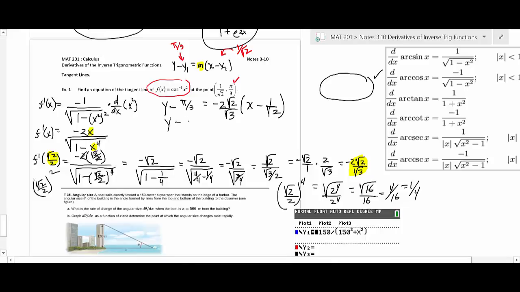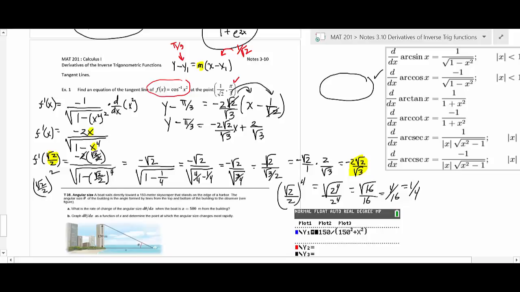So we have y minus pi over 3. Do a distributive property. That's going to be negative 2 root 2 over root 3. Okay, multiply that out. You've got a negative times a negative, which is a positive. Notice that the root 2's cross out. So then that would leave you plus 2. And there should be an x there, I left off the x. So that would be 2 over root 3, x, like that.